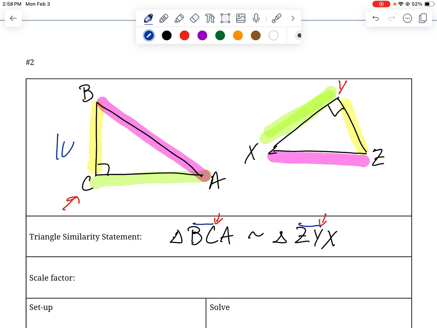Let's do some numbers. I'm going to call this 10. I'm going to call this 25. I'm going to call this X, and I'm going to call this 8.